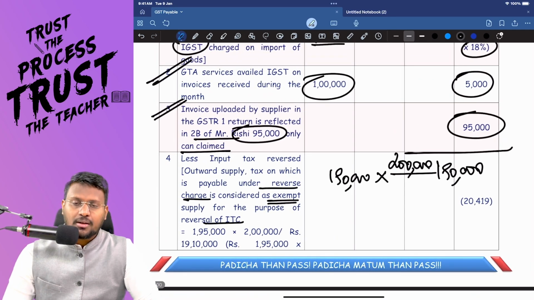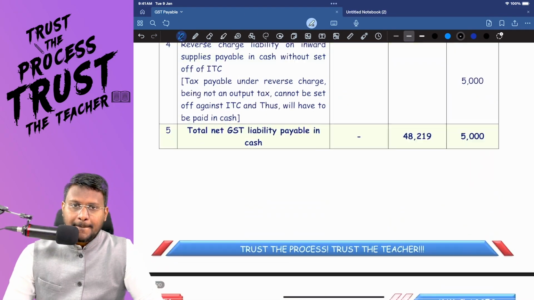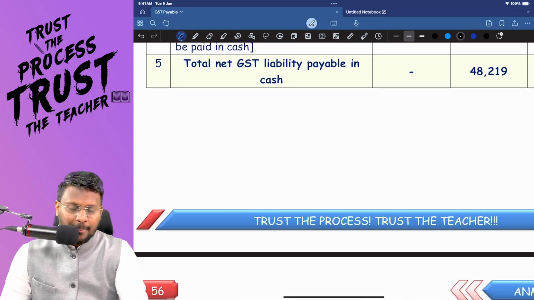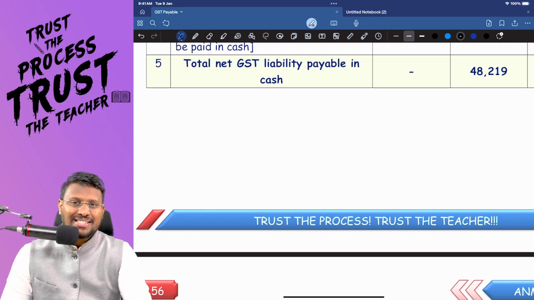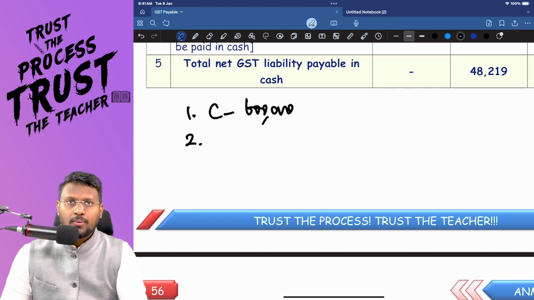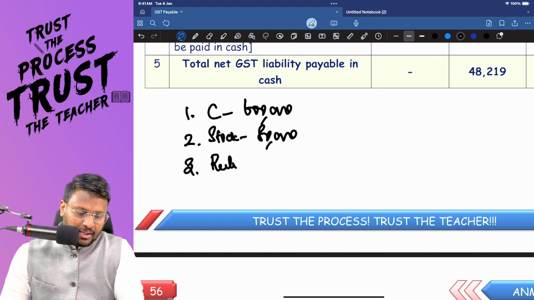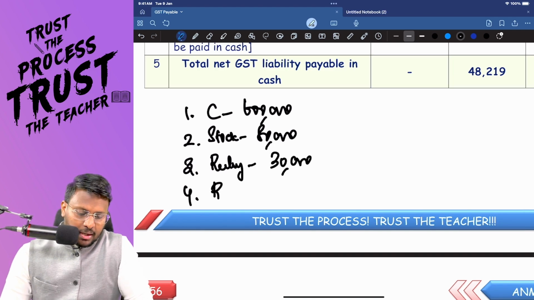Total turnover from the start. You have to add each and every item one by one. Tell me, number one by one. We can make a note here. Number one, what is that? 6 lakh. Computer supply is 6 lakh. Number two, what is that? 80,000. Stock counting services 80,000. Number three, renting services 30,000. Recovery agent services 2 lakh.